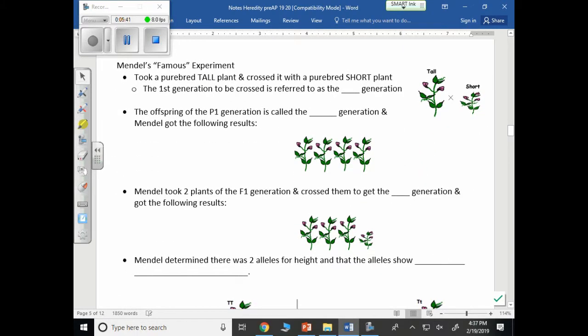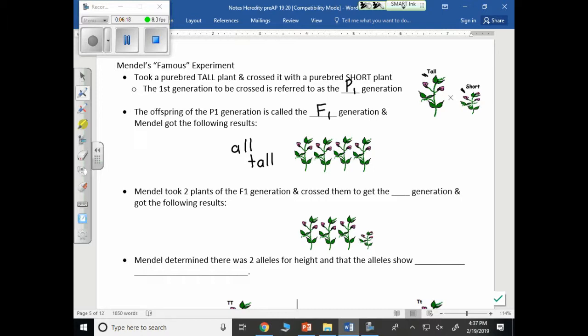his famous experiment that kind of started this off. He took two plants and crossed them, a tall one and a short one. And by the way, this first generation is called the P1 generation. So he crossed the tall and the short, and Mendel thought he was going to get all medium plants just by using some logic and reason, but he didn't get that at all. In this next generation, which is called the F1 generation, he got no mediums and no shorts. He got all tall. So it's like the short completely disappeared.